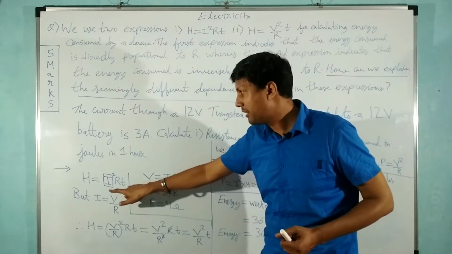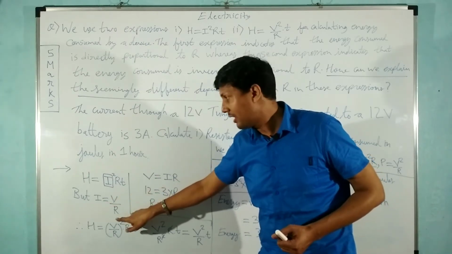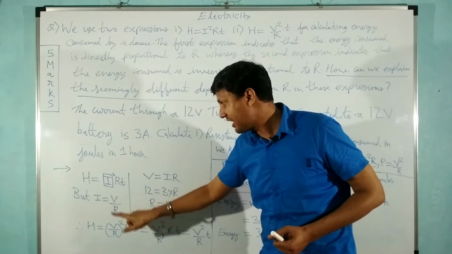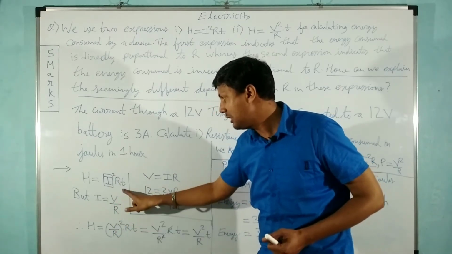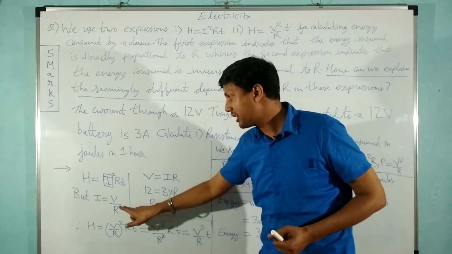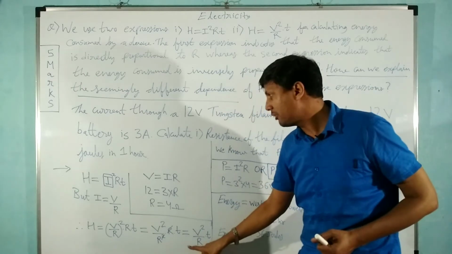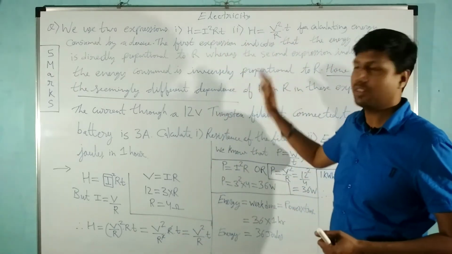And these are replaceable. You can replace I by V upon R by Ohm's law. So we can write V square, that is, instead of I we write V by R. The square is as it is, R is as it is, and T is also as it is. So this is the expression by Ohm's law. The same thing will be there, so we will be getting these two formulas, the RHS of these two formulas here only.